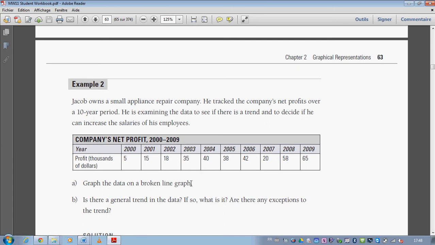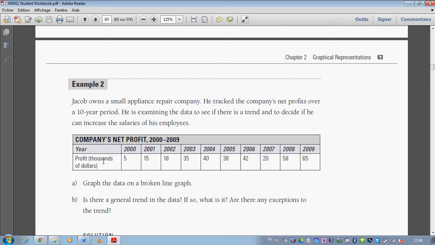So to properly graph a broken line graph, again, you'd need a good title. You could probably say Jacob's company's net profit from 2000 to 2009. So that would be a pretty good title. Now you'd have to decide what is your independent variable. A reminder that your independent variable goes on the x-axis or the horizontal axis, and your dependent variable goes on the y-axis.